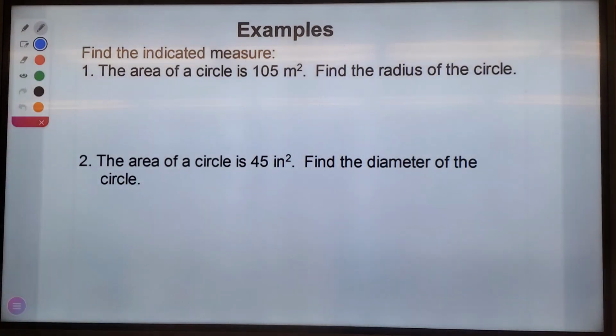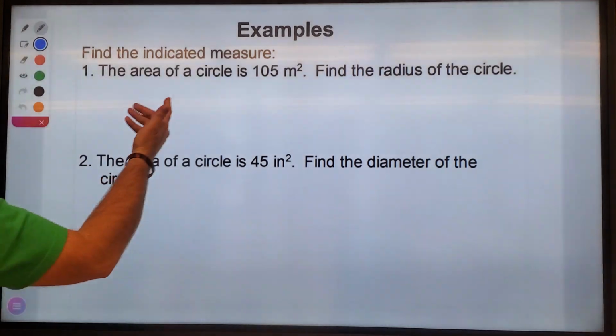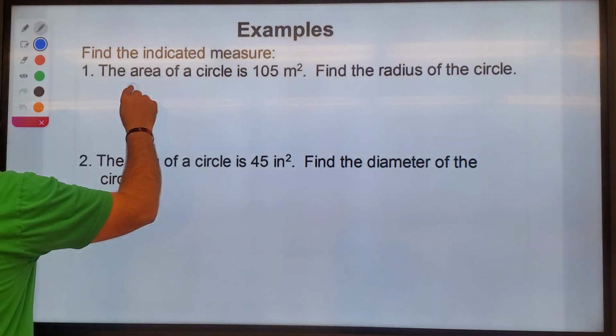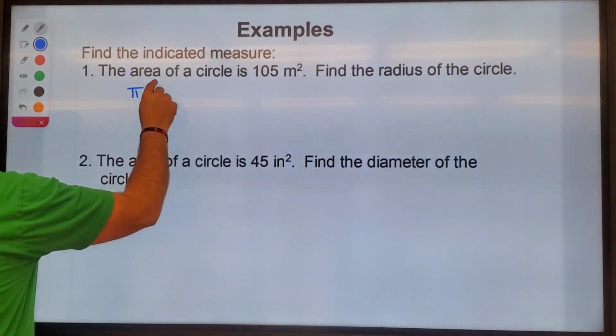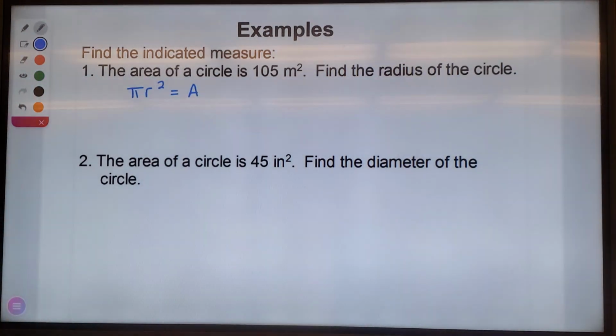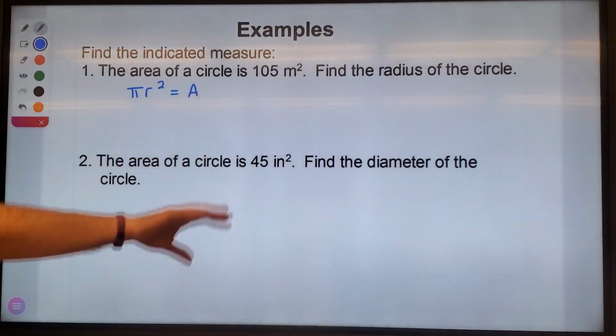So 2 examples here to work with. One, notice that I'm looking for the radius. And then the other one, number 2 there, I'm looking for the diameter. Okay, so these are going to be a little bit different because again, we only have the one equation to work with. So what I'm going to do is I'm going to just reverse this. So A equals pi r squared, or I have pi r squared equals A. Okay, you'll see why I'm doing that. Again, I just want to trail things down that way.